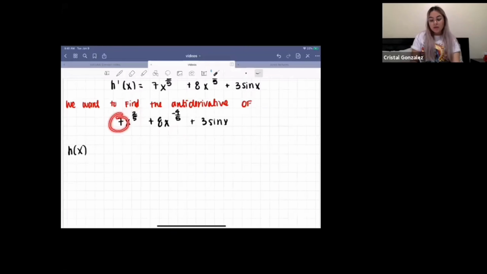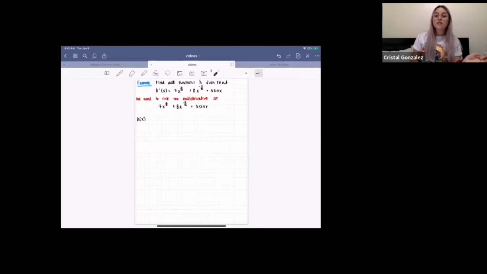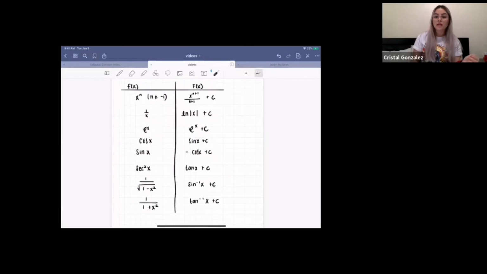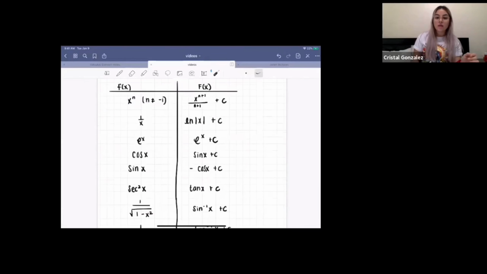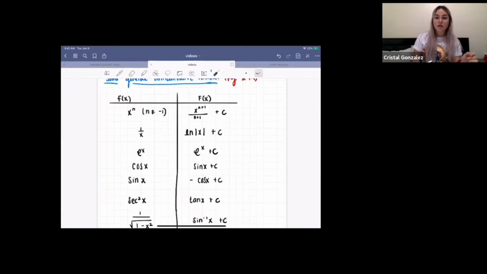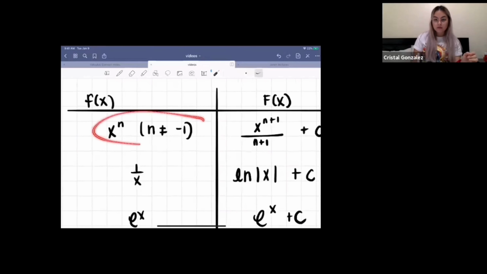I don't really care about the constant, just like when you have derivatives, you don't really care about the constant either too much. The constant is there, but it's not going to affect how we're going to take that antiderivative or the derivative for this problem. So here I have x to some power. Let's go back for a second and look at where we have x to some power. Oh, I found it right here.